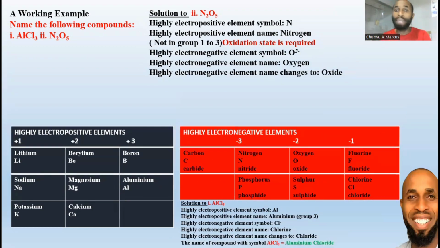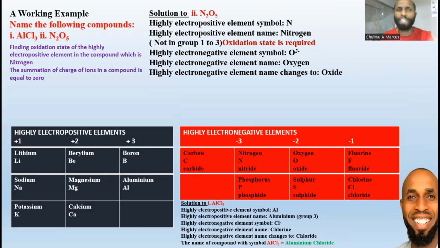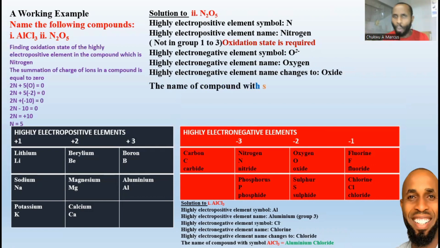And its other name now becomes oxide. So we need to find the oxidation state, knowing that the summation of charges of ions in a compound is equal to 0. And 2N plus 5O will give us 0, where the O here is -2. So we have 2N plus 5 times -2 equals 0. So 5 times -2 is -10. 2N plus -10 gives us 0, and 2N minus 10 equals 0. And 2N is equal to plus 10. Divide both sides by 2, we will have N to be 5. So the oxidation state of nitrogen here is 5. So we name the compound nitrogen(V) oxide.